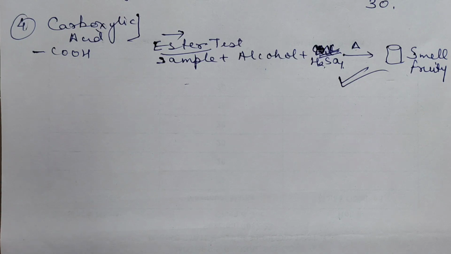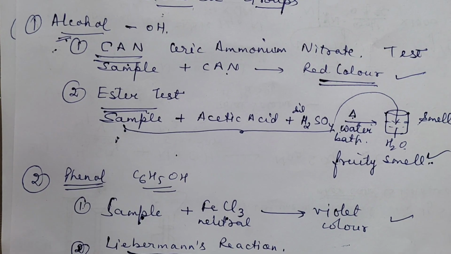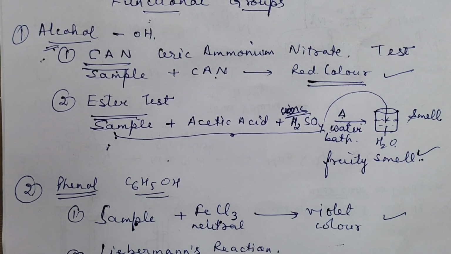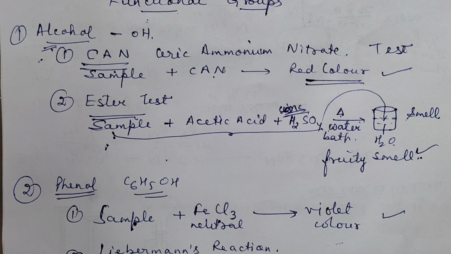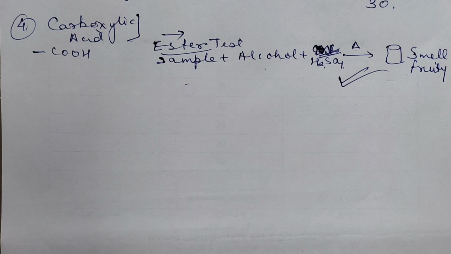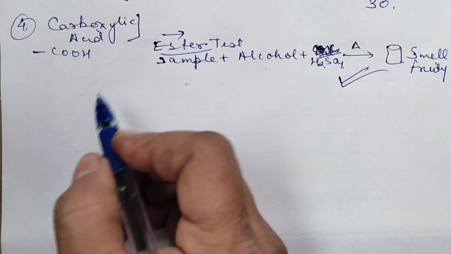Okay, so even in that alcohol, you can make this correction. This is concentrated. Few drops of concentrated sulfuric acid you are adding to get that fruity smell. Okay, so this is one test you are doing for carboxylic acid.